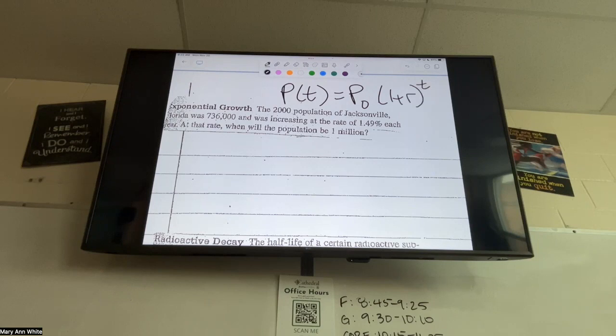And it says the 2000 population in Jacksonville, Florida was 700. No, that's not right. 736,000. Oh no, I was right. Sorry, numbers are hard this morning. And it was increasing at a rate of 1.49% each year. At that rate, when will the population be 1 million?